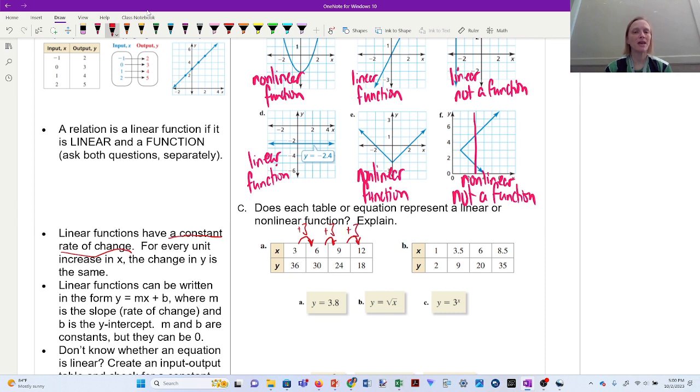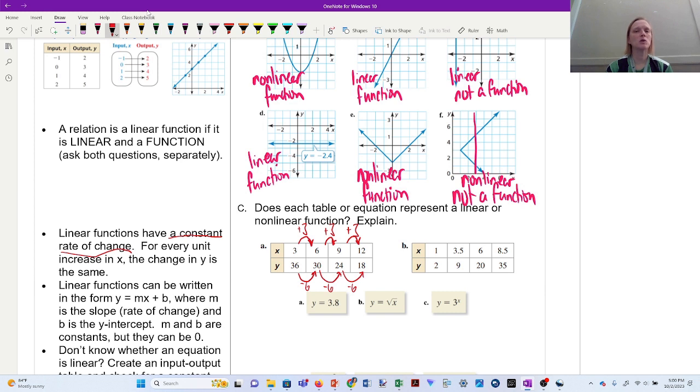So every time we add 3 to our x value, what happens to our y value? In this case, we subtract 6. In this case, we subtracted 6. And in this case, we subtracted 6. This is an example of a constant rate of change.